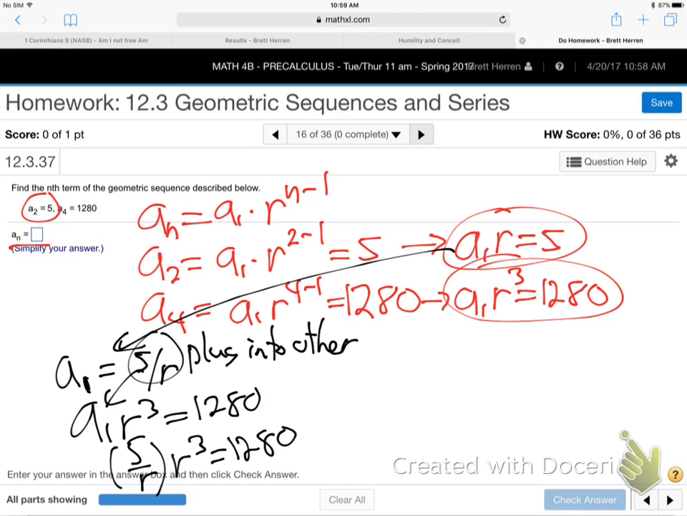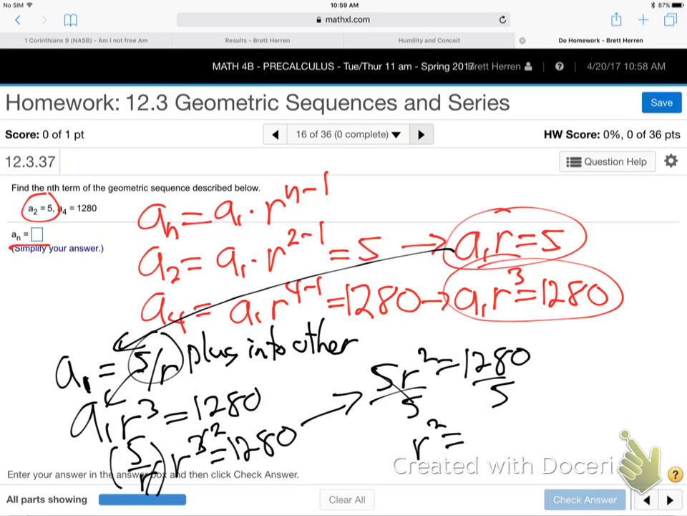And then, now, what does this lead to? What do you do with 5 over r times r to the third? This cancels to r squared, so it's 5r squared is 1280. That good? Divide by 5. 256. And then root it, 16. r is 16.